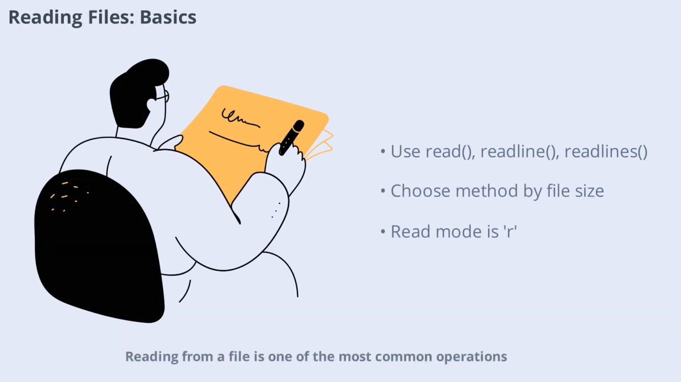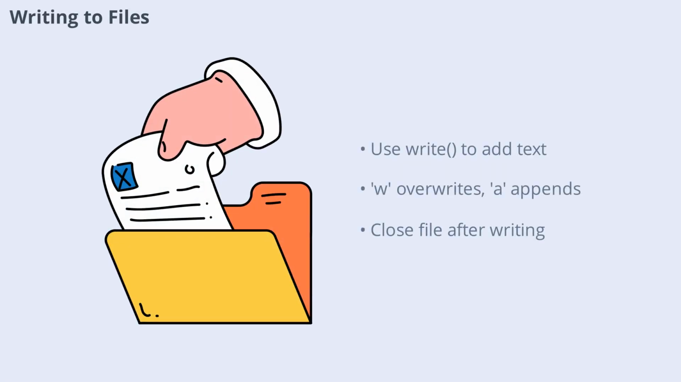Reading from a file is one of the most common operations. After opening a file in read mode, you can use methods like read, readline, or readlines to access its contents. The read method reads the entire file, readline reads one line at a time, and readlines returns a list of all lines. These methods give you flexibility depending on your needs. Remember, reading large files all at once can consume a lot of memory, so choose the method that fits your scenario.